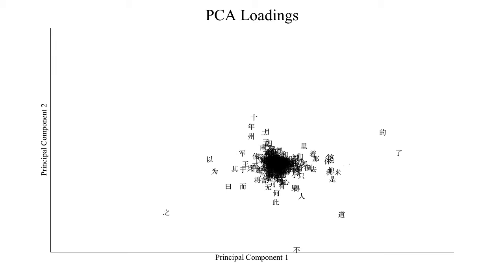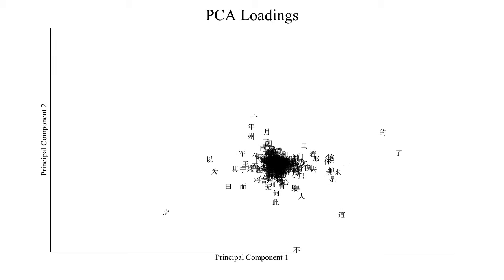The further away a given character is from the center, the more influence it is exerting on texts that appear in that direction. So in the bottom left-hand corner, by itself, you have the character zhi. This character means that texts that show up in the bottom left-hand corner of this particular graph use this character at a relatively higher frequency than those that show up at the top left, which in turn use the characters de and le at a higher rate.